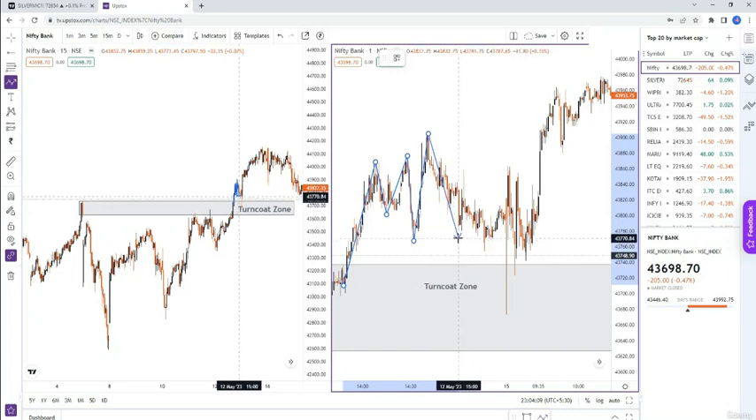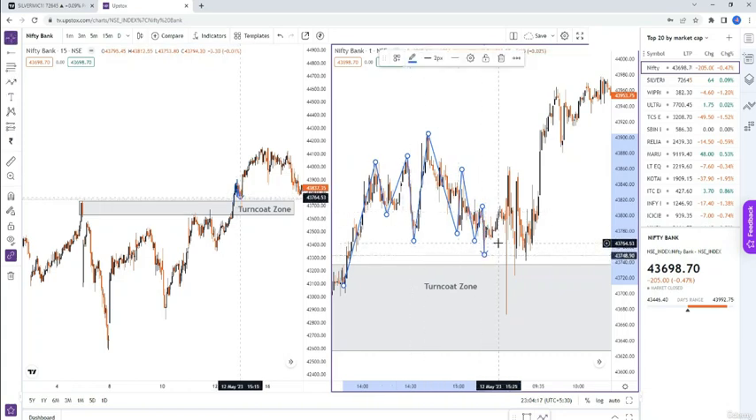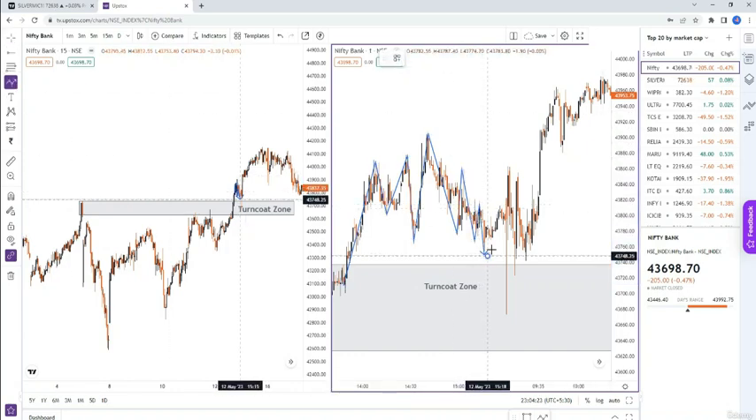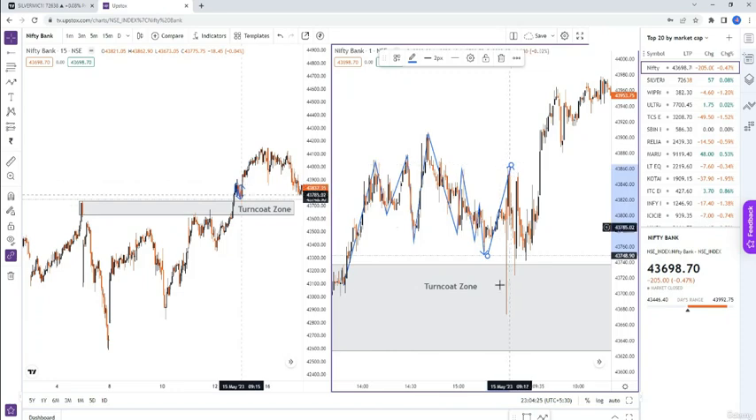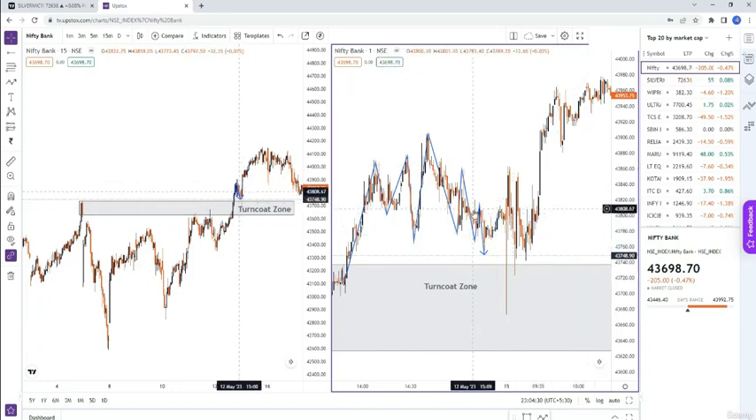And here you see it's coming like this, internal structure taking pullback, internal structure taking pullback, and broken the structure to the downside. Okay. So here you see this is the last swing, it broke the structure to the downside, and then suddenly you see it's broken the structure to the upside also, right? So overall the structure is broken to the upside at this point, right?